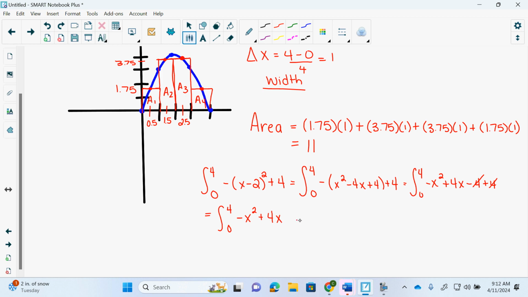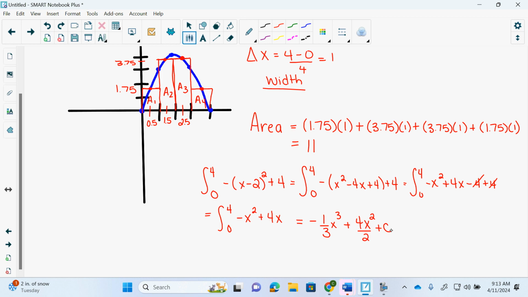So I'm going to go equals, and I'm not going to write the integral symbol because I'm going to make it go away by doing the antiderivative. So what's the antiderivative of negative x squared? Negative 1 over 3 x cubed. Raise the power by 1 and then divide by it, yeah. Plus 4x to the 2 now, divided by 2, plus C.